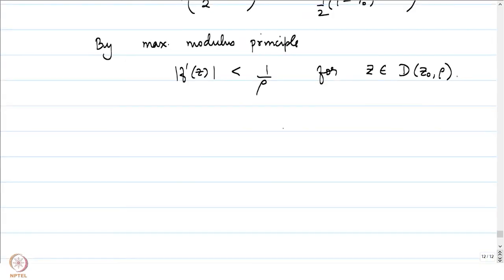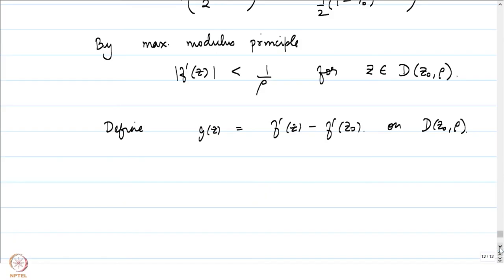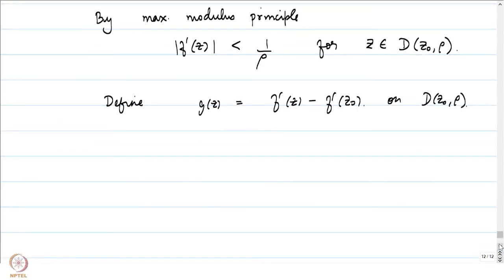Let's now consider the following function. Define G of Z to be equal to F prime of Z minus F prime of Z naught. And if we look at the absolute value of G of Z on the disk D(Z naught, rho), that is going to be less than or equal to the absolute value of F prime of Z plus the absolute value of F prime of Z naught.